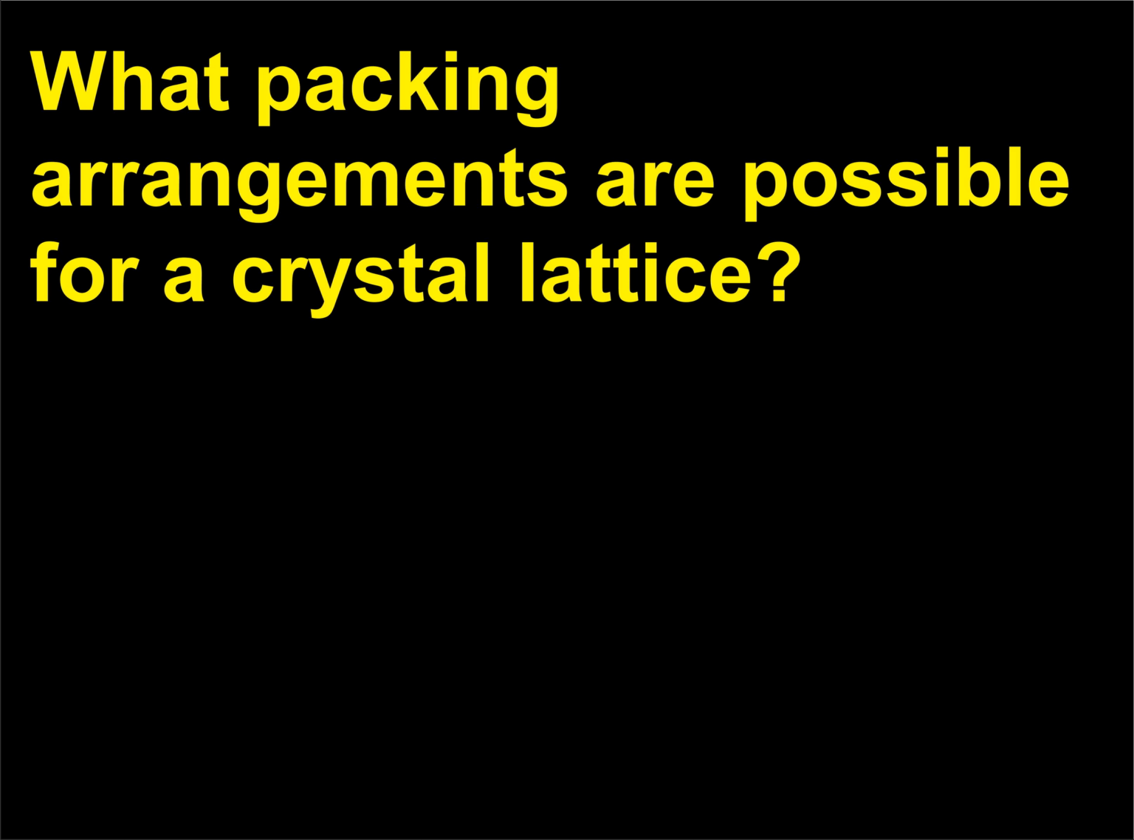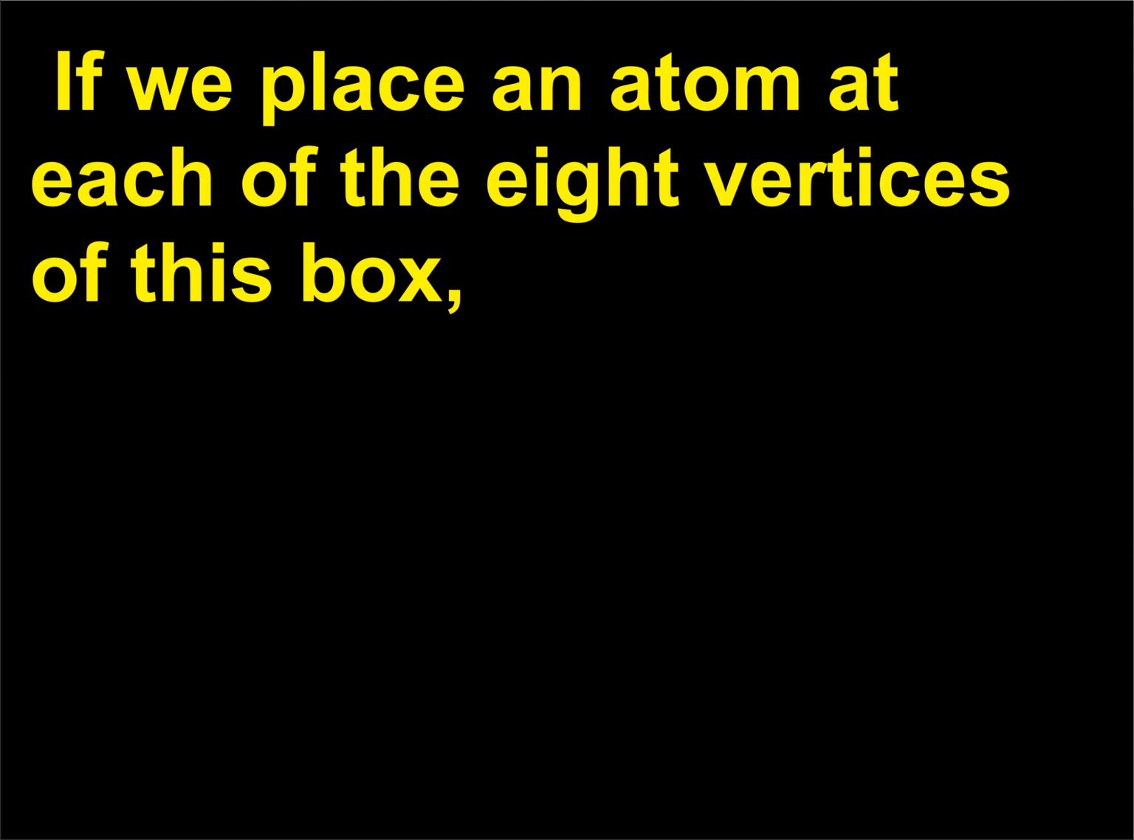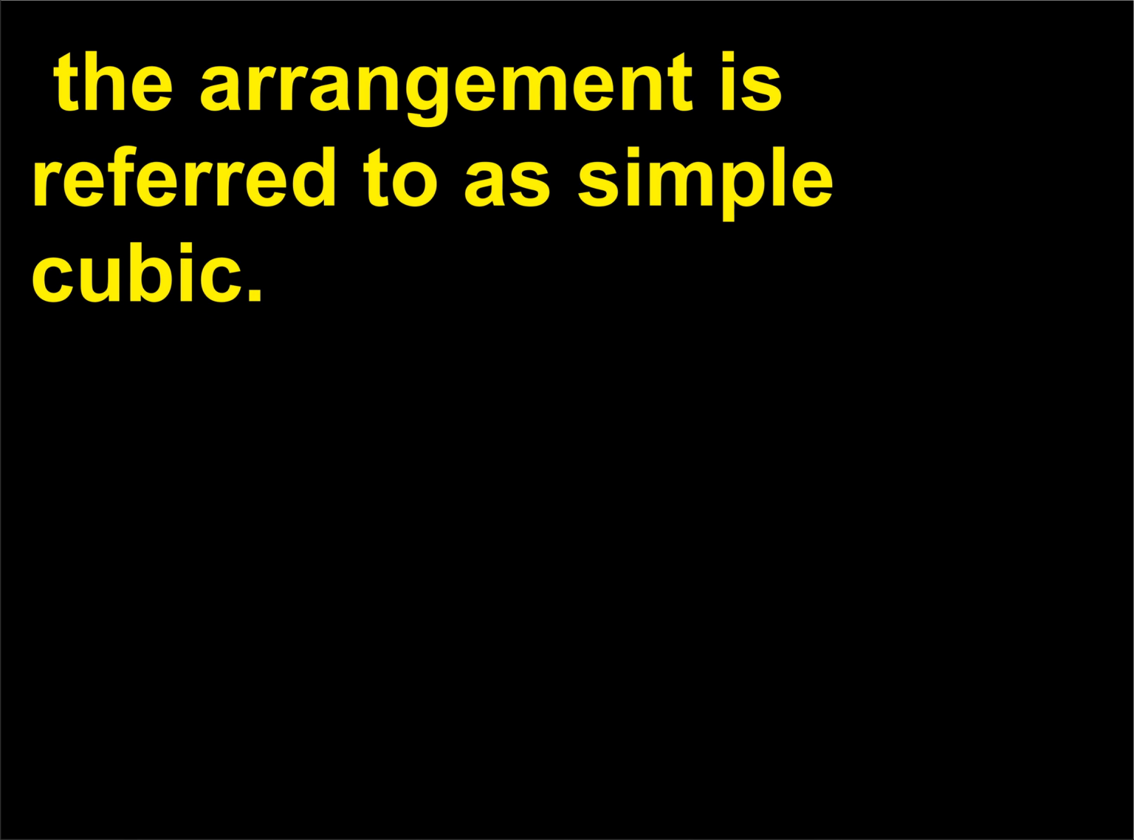What packing arrangements are possible for a crystal lattice? There are three basic packing arrangements, which we can describe by again imagining a tiny box. If we place an atom at each of the eight vertices of this box, the arrangement is referred to as simple cubic.